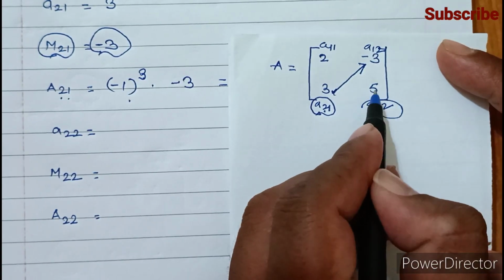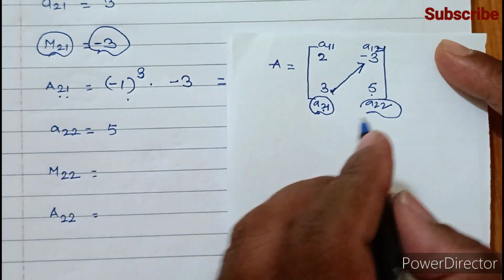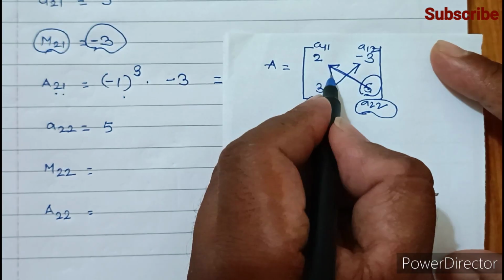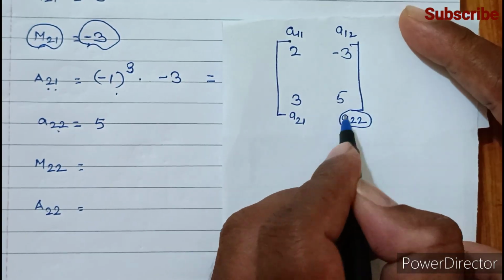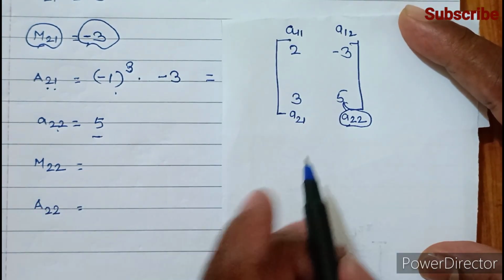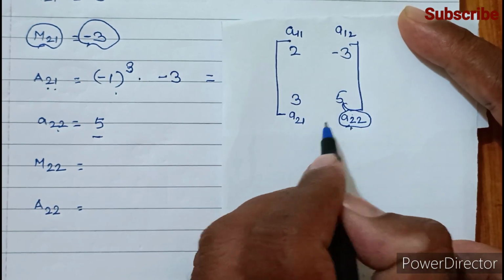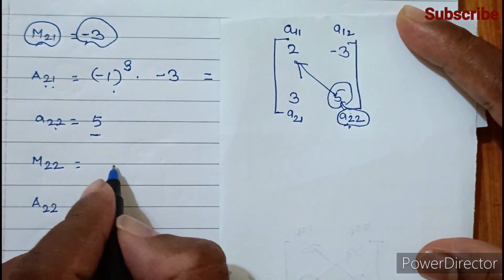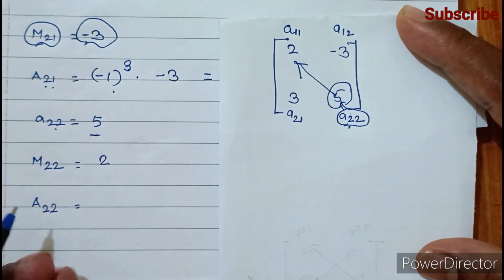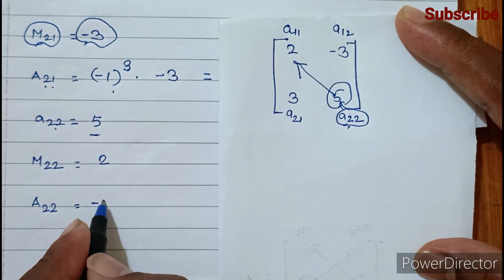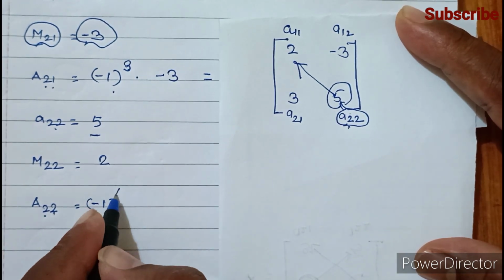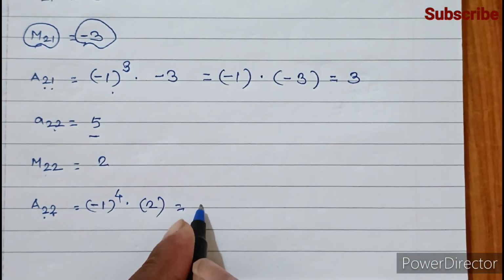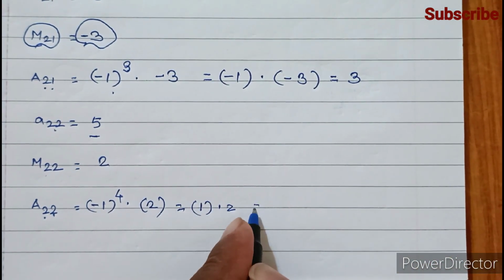The value of A22 is 5. Write down here 5. The cofactor of A22, means the cofactor of this 5, is 2. Then the minor of A22, means the minor of 5, is this 2. The minor of A22 will be 2. Cofactor of A22 is minus 1 to the power 2 plus 2, that is 4, into M22, which is 2. Minus 1 to the power 4 is plus 1, into 2, which equals 2.